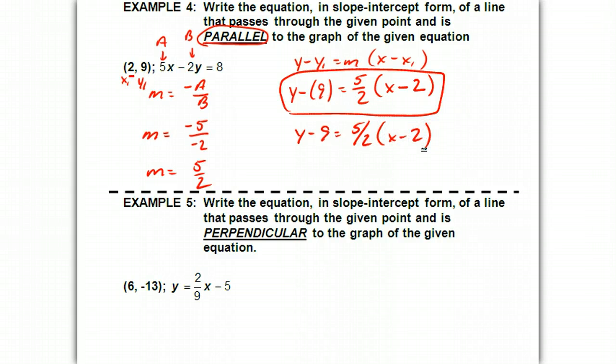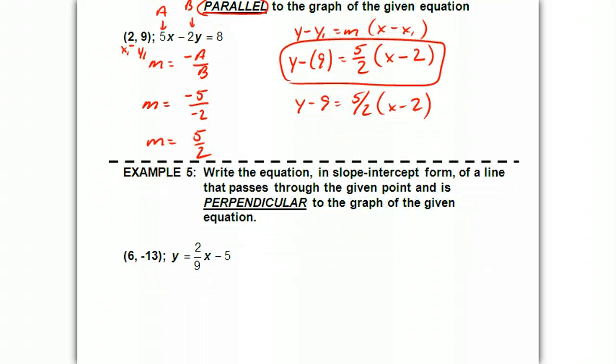Okay, and let's try one more here. We want to write the equation in slope-intercept form of a line that passes through a given point and is perpendicular to the graph of the given equation. So, same thing. We want to fill in the pieces of our point-slope form here. So what do I need? I need a slope and I need a point.